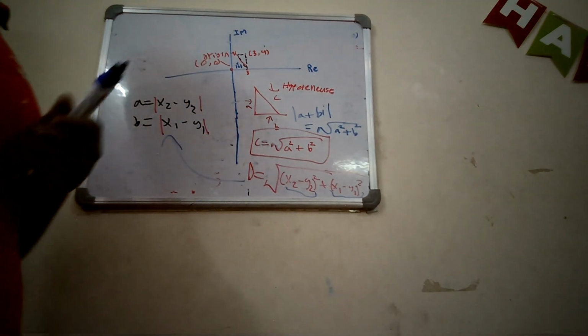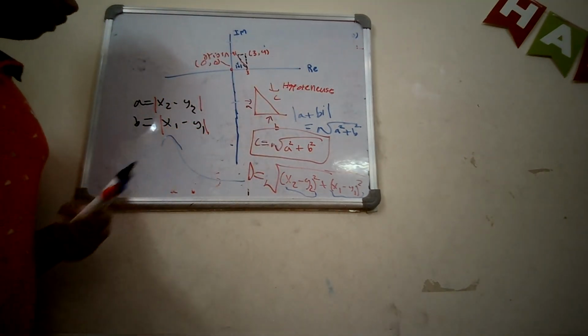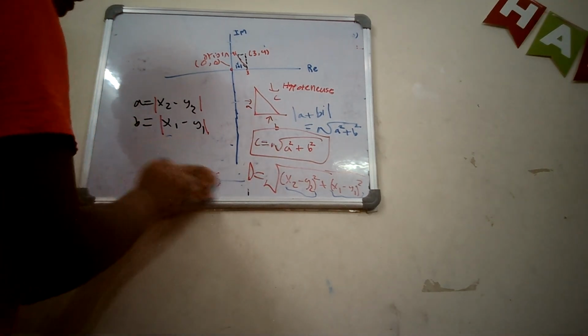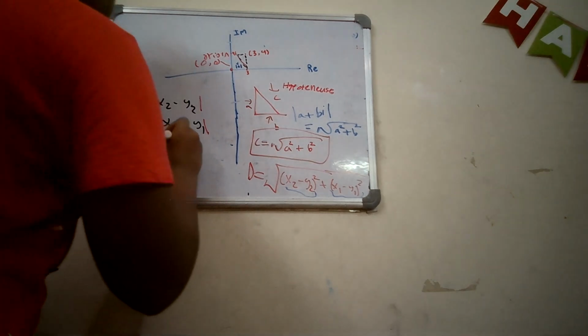Why? Because we don't want the sign to be negative. That's why we're putting our absolute value. Now, we can generate the same triangle again, okay? So when we generate the same triangle, suppose I make a right angle triangle right here.